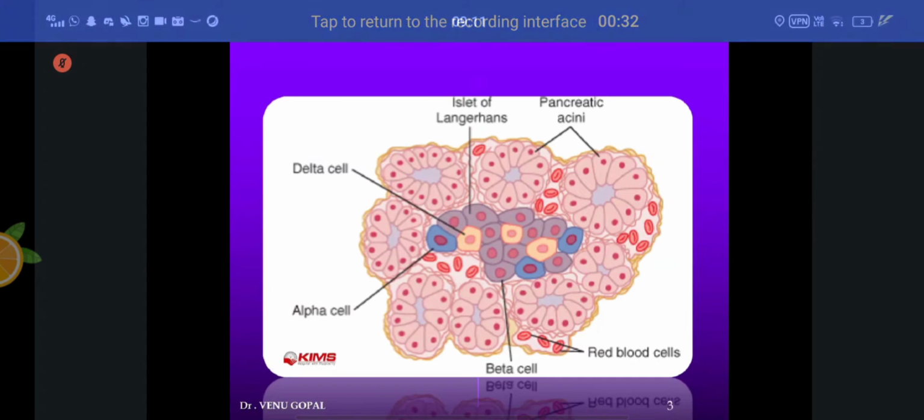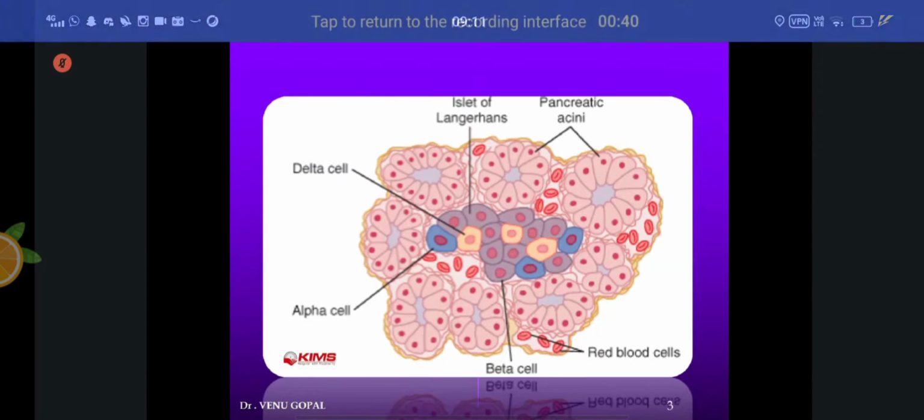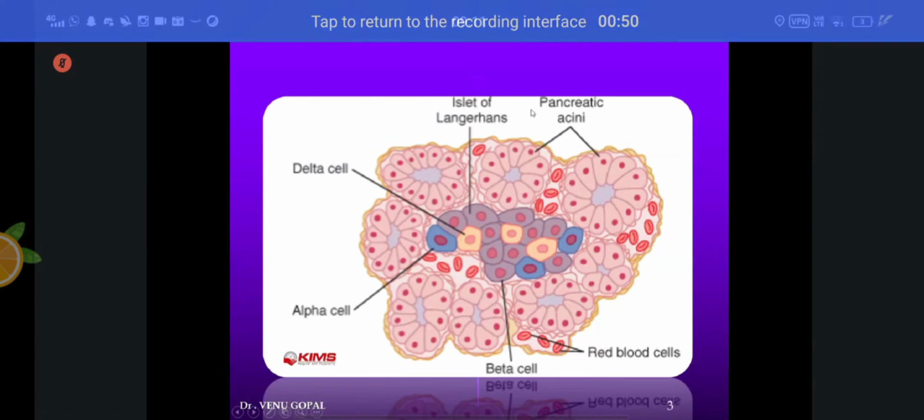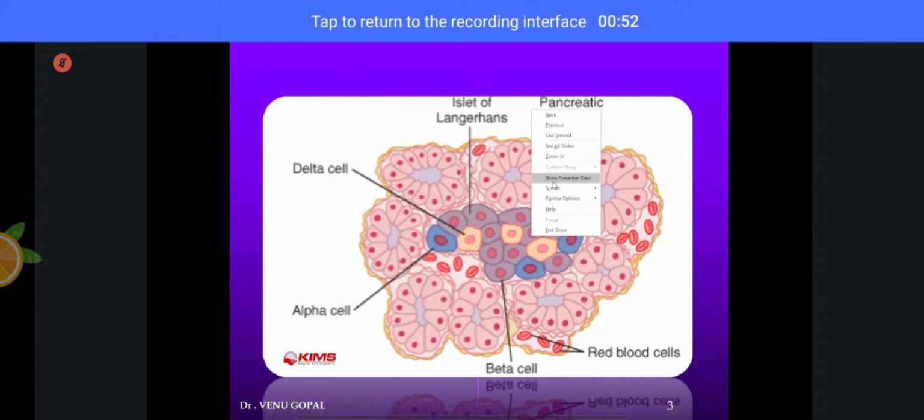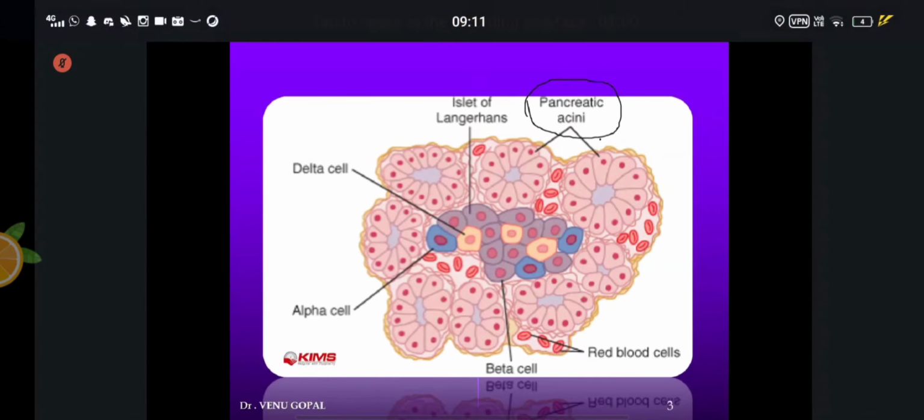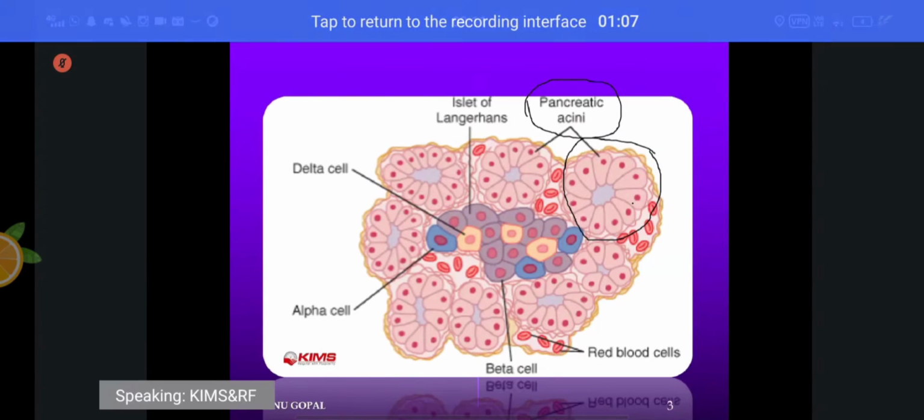by functionality. So you can see on the periphery, we have acinar cells. In the center, like an island, we have islets of Langerhans, which include alpha, beta, delta cells. But what we are discussing in today's class is the pancreatic acinus. This is one acinus surrounded by acinar cells which secrete the exocrine component, or the enzyme part.